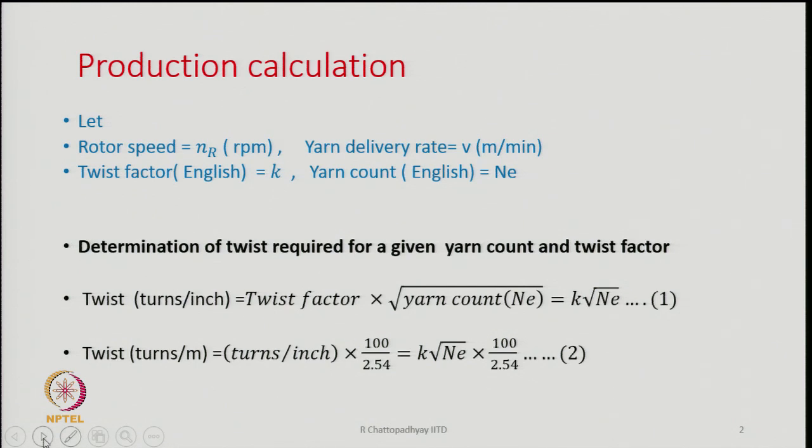Per inch, if we divide it by 2.54, we get twist in terms of turns per centimeter, and then turns per centimeter, if we multiply by 100, we get twist per meter. That is why 100 is coming in the numerator and 2.54 is coming in the denominator. So, this is how we can calculate the twist that is required in a yarn of a given count and twist factor, either in terms of twist per inch or twist per meter, whatever we need.